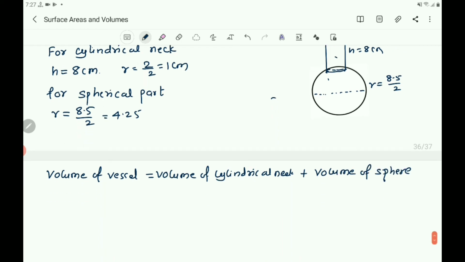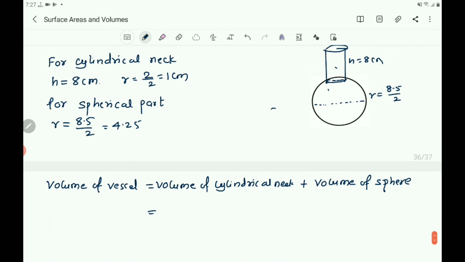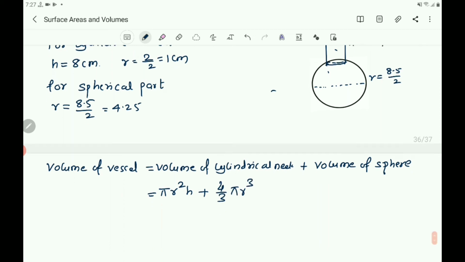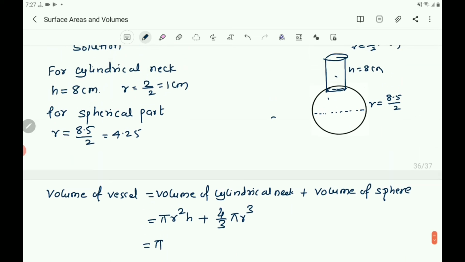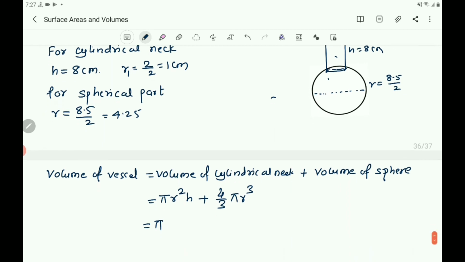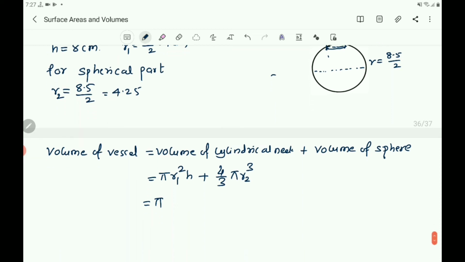Volume of sphere plus volume of cylindrical neck. The formula: the volume of the cylinder is pi r square h, plus the volume of the sphere is 4 by 3 pi r cube. You can take pi common, but here the r values are different. So for the cylindrical neck, r is r1, and for the spherical part, r is r2. Then you can write pi into r1 square h plus 4 by 3 r2 cube.